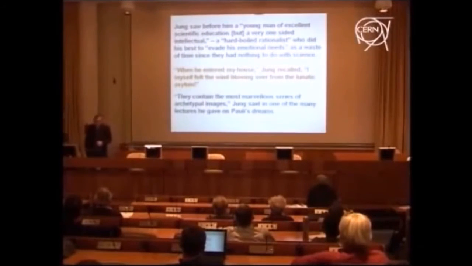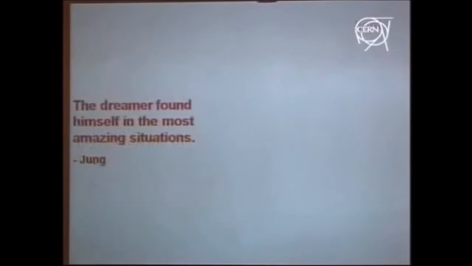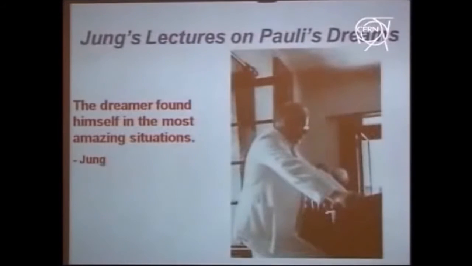Jung was ecstatic. They contained the most marvelous series of archetypal images, Jung said in one of the many lectures he gave on Pauli's dreams. Now, Pauli insisted that Jung never use his name. Jung always spoke about the young, brilliant intellectual scientist who was his patient, because Pauli was afraid that his reputation would be ruined. After all, at this time, Jung's reputation in some quarters was rather dodgy, owing to his folding in of alchemy into his analysis.